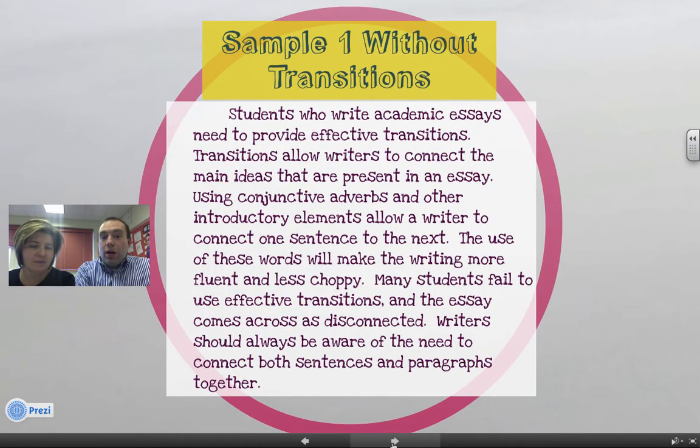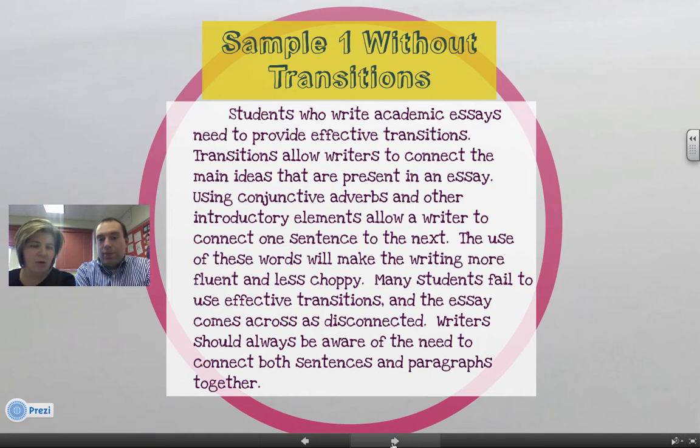Okay, so here's a sample that I'll read to you, and this sample doesn't have any transitions in it. So listen to how choppy and basic the writing sounds. Students who write academic essays need to provide effective transitions. Transitions allow writers to connect the main ideas that are present in an essay. Use conjunction adverbs and other introductory elements allow a writer to connect one sentence to the next. The use of these words will make the writing more fluent and less choppy. Many students fail to use effective transitions and the essay comes across as disconnected. Writers should always be aware of the need to connect both sentences and paragraphs together.